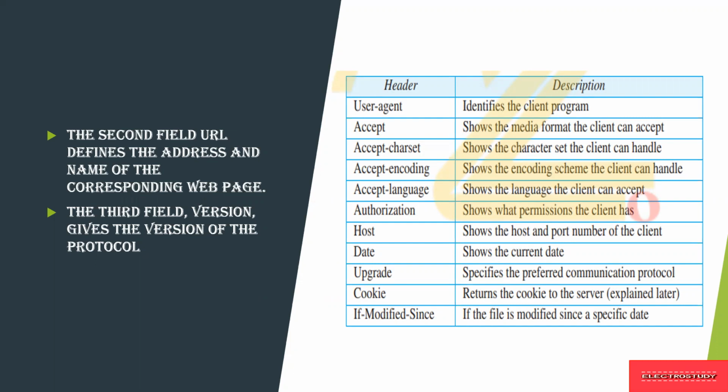User agent means it is identifying the client program. If you are putting a header name called cookie, then what it will do is return the cookie to the server. And if-modified-since means if the file is modified since a specific date. Accept language shows the language the client can accept. So you have different header methods which are describing some messages.